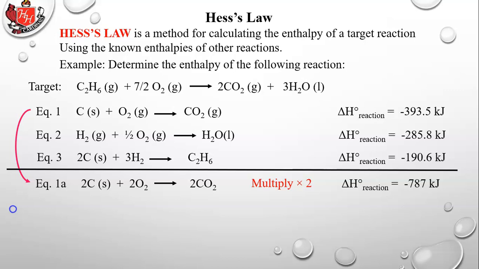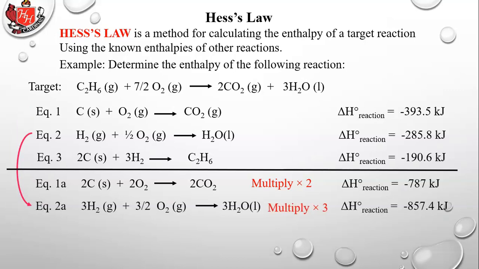So you renumber the equations so you keep track of them. This is equation 1A. We've changed equation 1, so we're going to call it equation 1A, and what we did is we multiplied everything by 2. So if you look at the enthalpy over on the right, it went from negative 393.5, it doubled, and it went to negative 787. Okay, now we're going to move on.